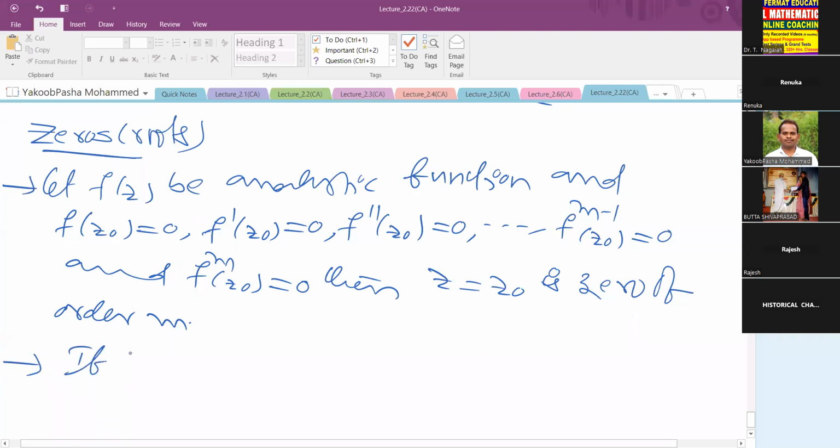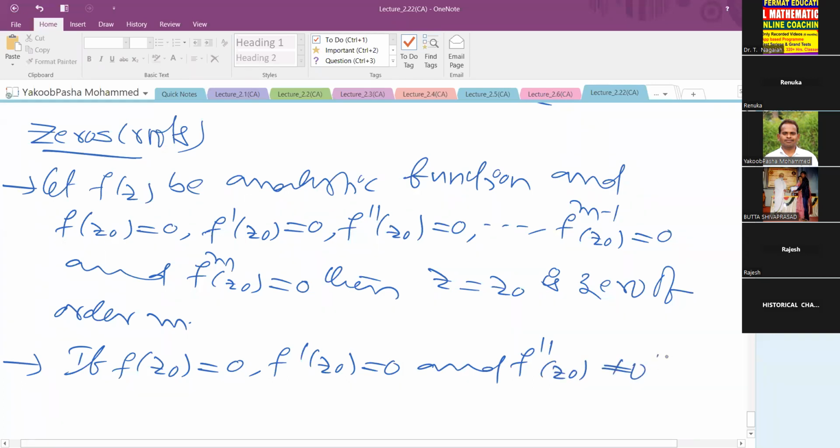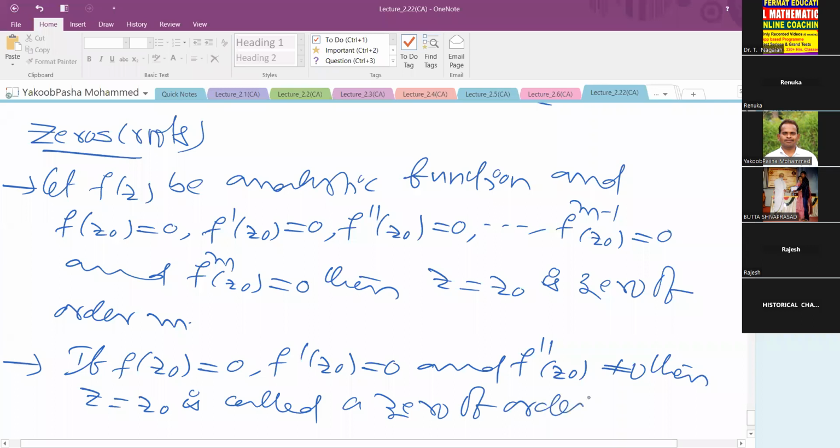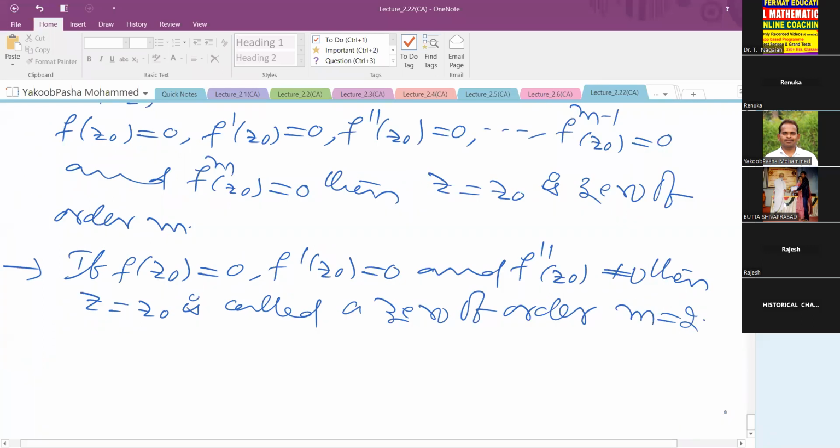If f of z0 is equal to 0, f dash of z0 is equal to 0, and f double dash of z0 is not equal to 0, then z equal to z0 is called a zero of order m is equal to 2. Okay. Similarly, we can expand for m equal to 3, m equal to 4, and so on.